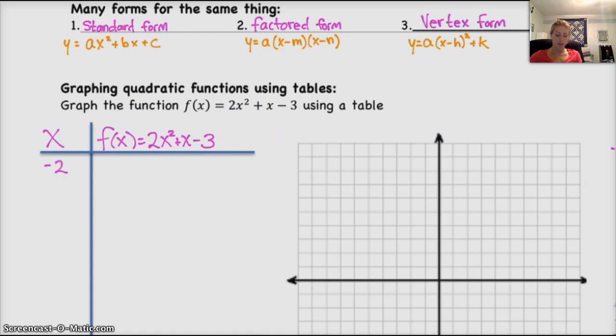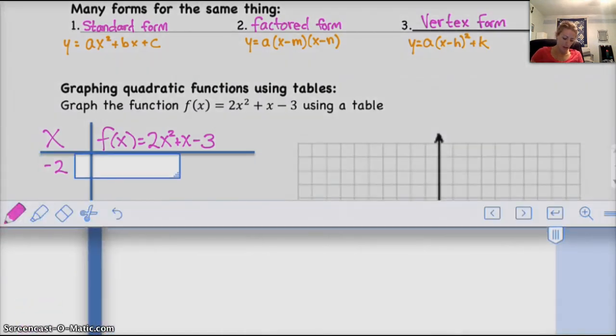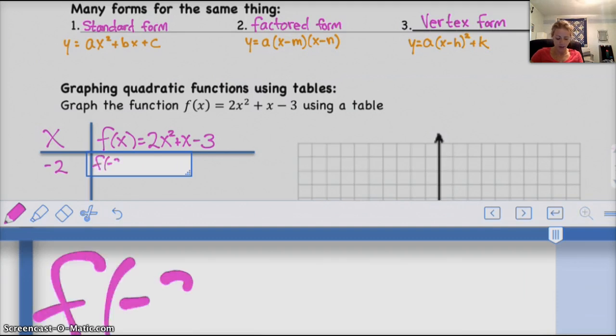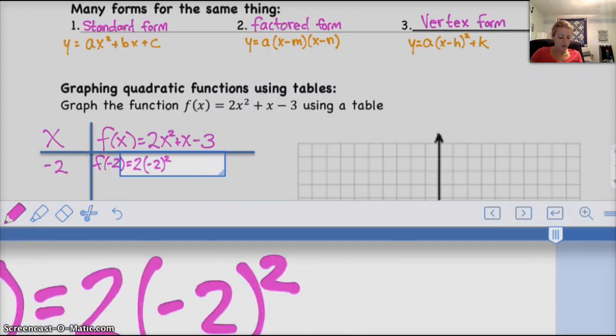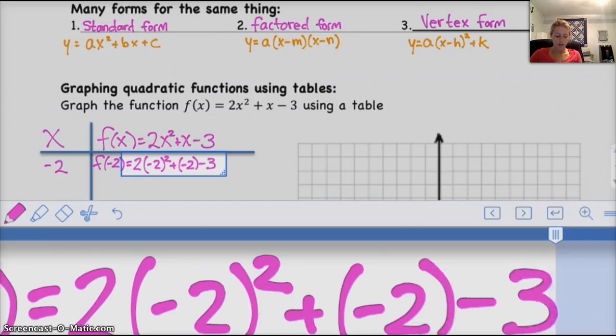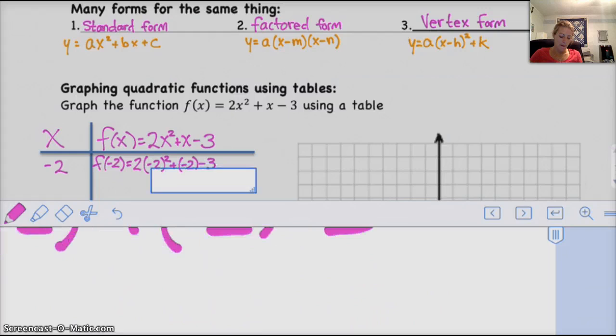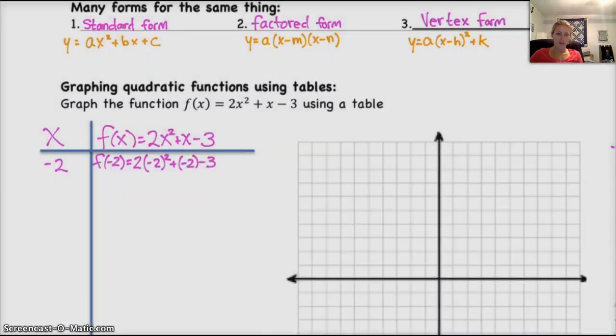If I pick -2, I need to find out what f of -2 is. So I will take my function, f of x, and plug in -2. I'd have 2 times (-2) squared. Don't forget your parentheses there, because otherwise it's going to look funky, and you'll make mistakes. Overuse parentheses. So you've got 2 times (-2) squared plus (-2) minus 3, because you plugged in -2 for x.